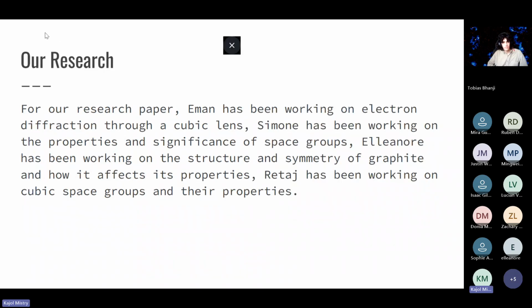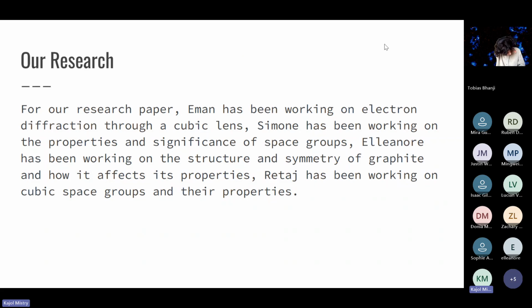And so for our research, each group member looked at a different type of lattice. So Iman and Ritaj were working on cubic groups. Simone was looking at the properties of space groups, and Eleanor's been doing a bit on hexagonal groups, so specifically things like graphite. And I will pass over to her now to tell you a bit about her research.